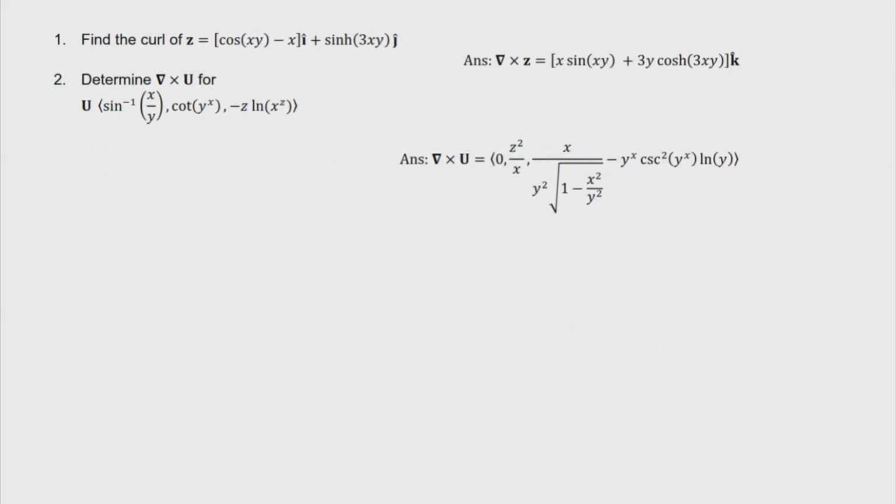So the curl of z can be represented in terms of the nabla operator and then the cross product of z, which is actually a vector. So what we have here is cosine of xy minus x and then sinh of 3xy. And we know, you can always label that. We can say f1 is equal to cosine of xy minus x, and then for your f2, you have sinh of 3xy.